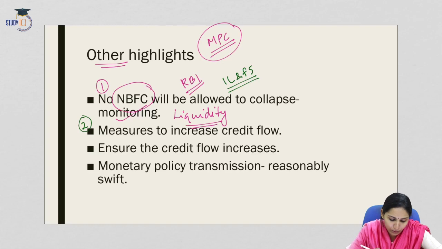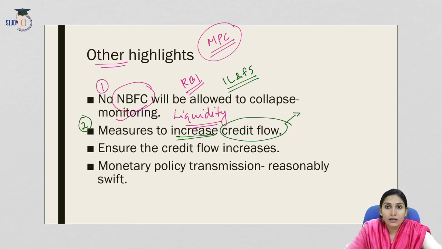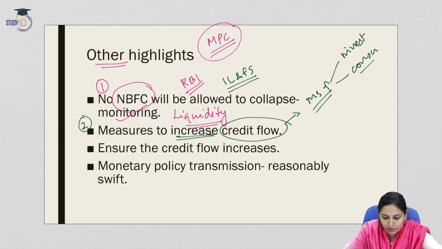Second one, RBI also assured that it will be taking measures to increase the credit flow. Credit flow in the sense that it will ensure that the money supply in the economy increases. So when money supply increases, the investments increase, also the consumption increases. So this will create demand and also supply, that is output generation.